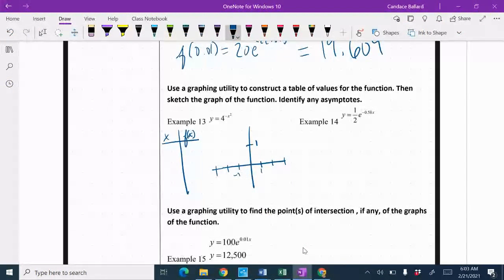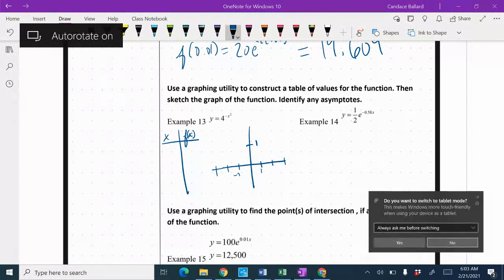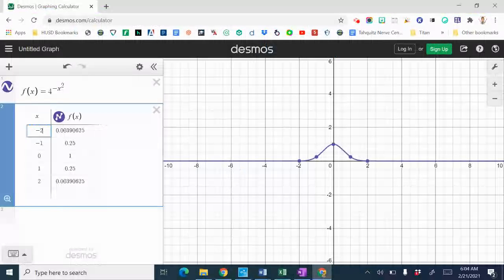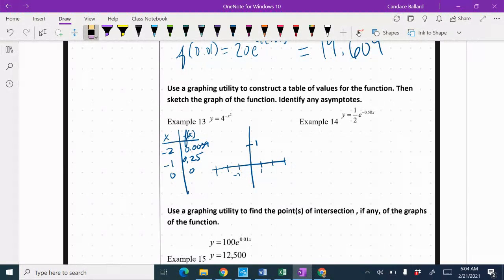So I'm going to write down the values that I got in my table. So it was negative 2 and 0.0039, negative 1 and 0.25, 0 and... That doesn't look right. Let's go back and look at that. It's 0 and 1. And then 1 and 0.25 and 2 and 0.0039.